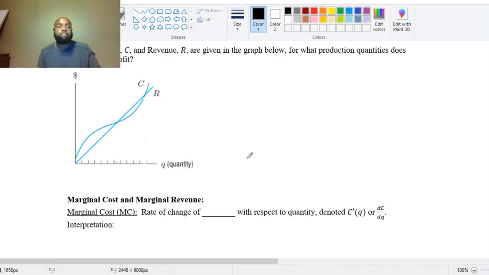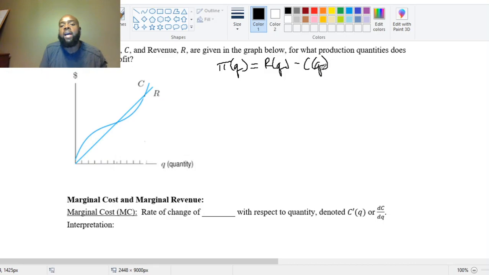And so remember, profit equals, I'm not going to use the words, I'm going to use the symbol. Remember that we use the symbol pi for profit. So pi of Q equals your revenue minus your cost. And so if I'm looking at the graph and I want to determine what production quantities the firm makes a profit, you make a profit when profit is greater than zero, right? That means when revenue is greater than cost, right? So if I were to switch this equation, we have this inequality.